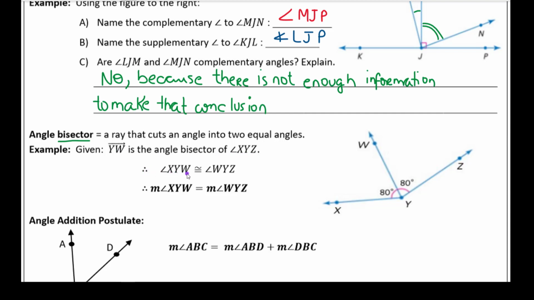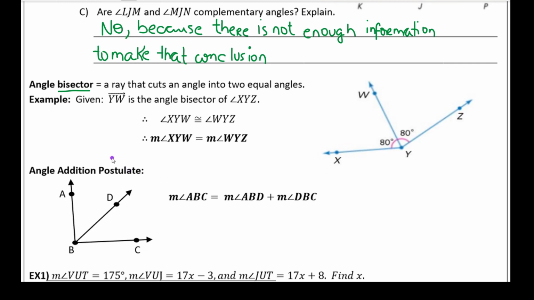Therefore, the angle XYW is congruent, that's what the symbol means, to angle WYZ. Therefore, the measure, remember M means measure, the measure of angle XYW equals the measure of angle WYZ. So this is a little bit of the language and codes that are used in geometry to represent congruency, and also that one segment equals another. Please remember also that this symbol means therefore in geometry.